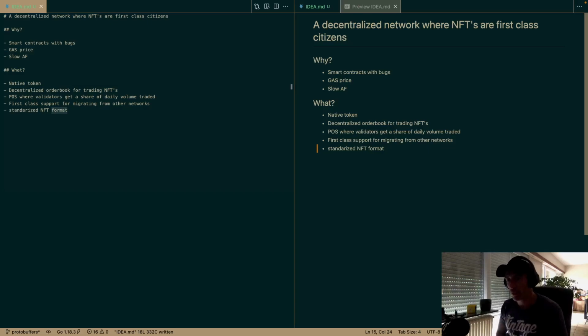So we're going to have a proof of stake where the validators of the network get a share of the daily volume traded, and I think that's a fair deal. If you want to have a decent and safe network, you need to have a lot of validators, and you need to reward them. You need to incentivize them to strengthen your network. If you are helping validate all the transactions that come in, you get a share of the daily, weekly or monthly, whatever, volume that's traded by these NFTs. And I think that's a very cool concept.